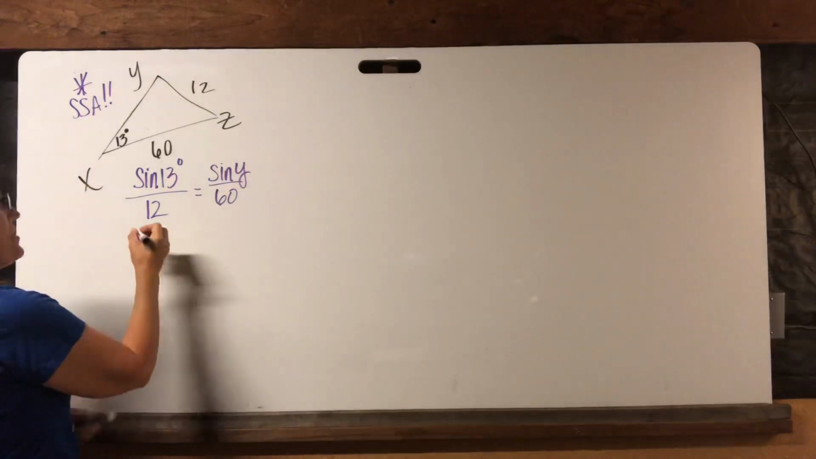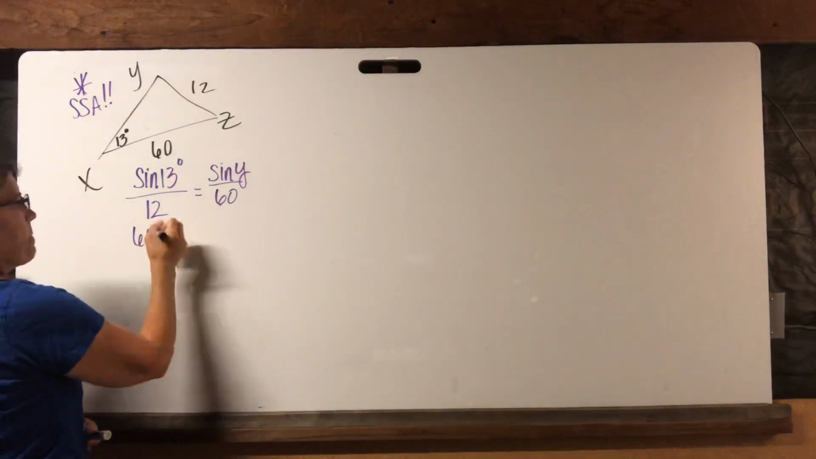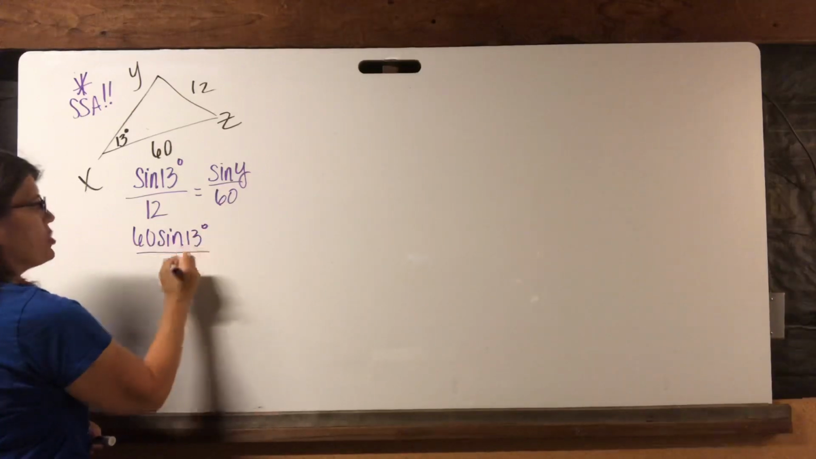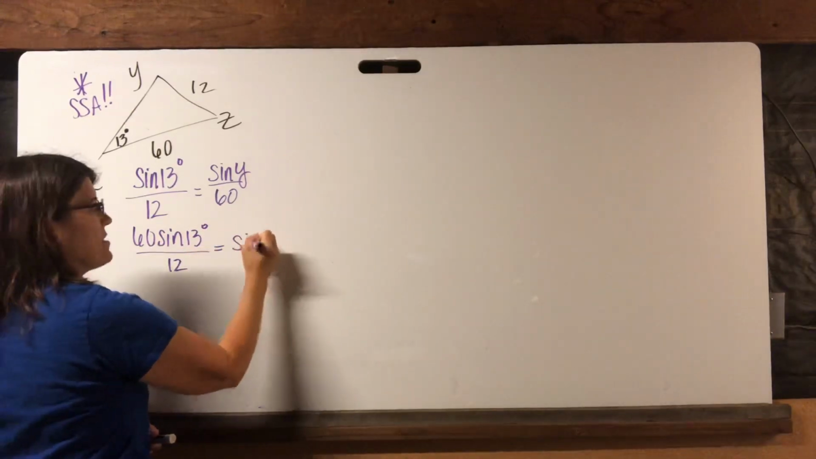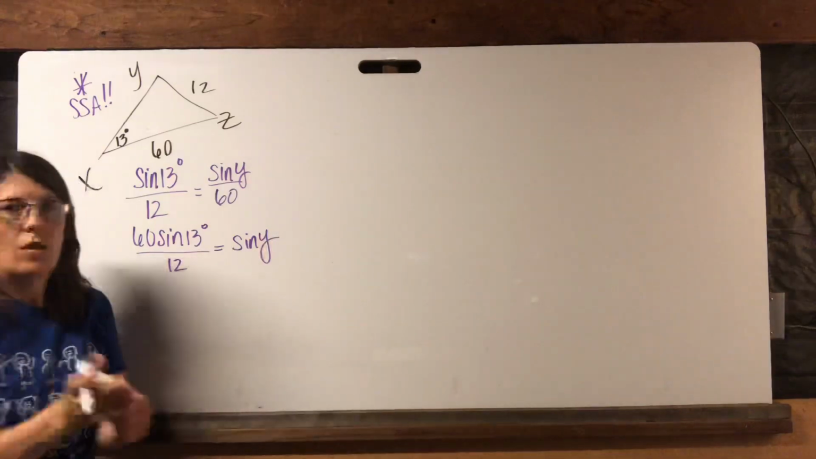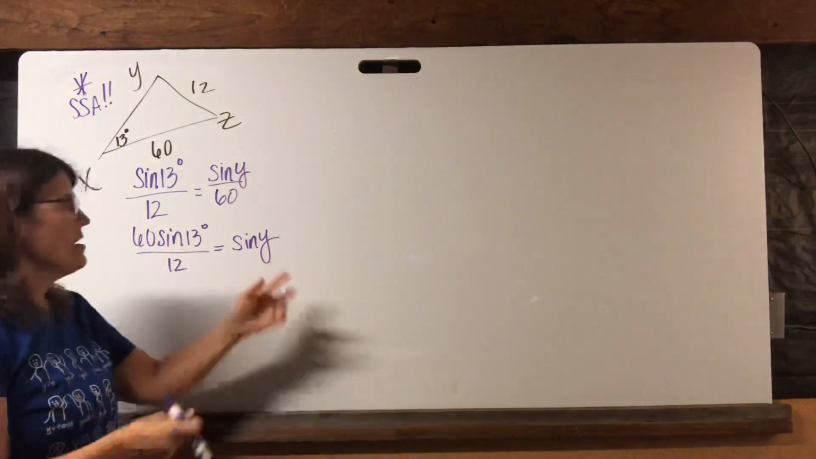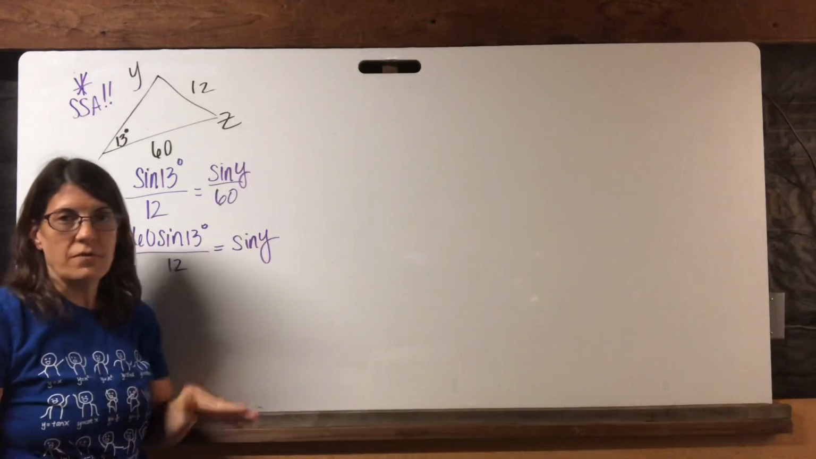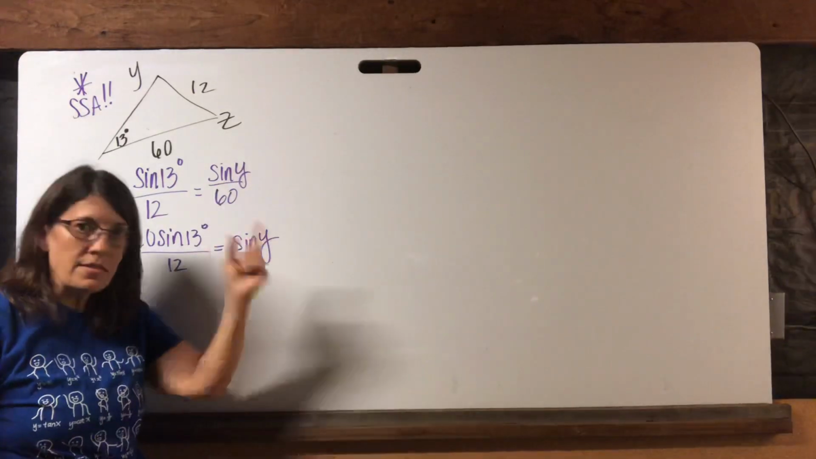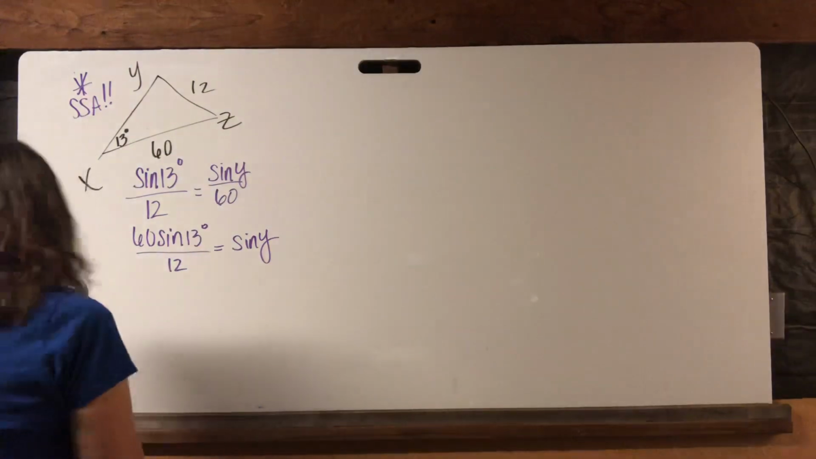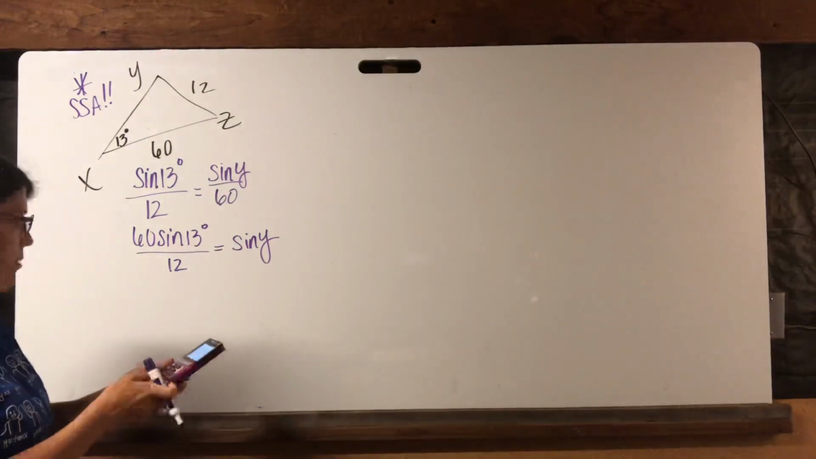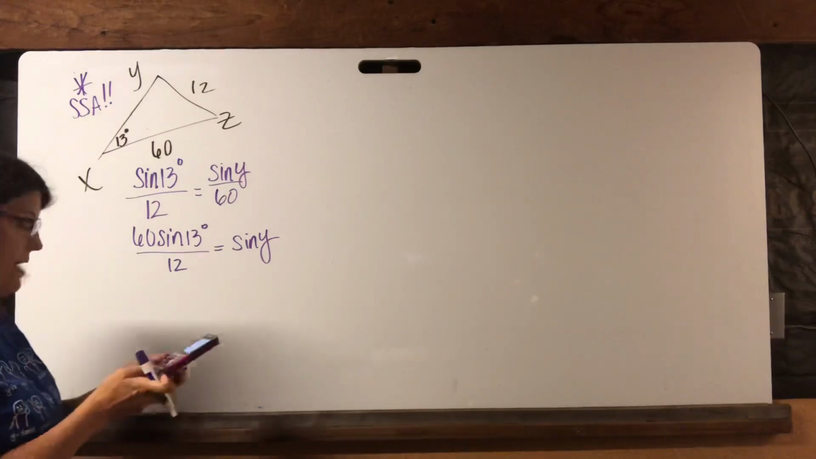All right, here we go. So we have 60 times the sine of 13 degrees over 12 is equal to the sine of Y. When am I supposed to use the inverse key? I'm looking for an angle measure. I'm going backwards. I need to use the inverse key. So second sine, second cosine, whatever. All right. So you're going to do this problem, and it's going to say domain error. I haven't even done it, and I already know it's going to say that.